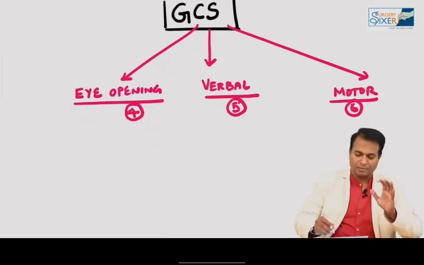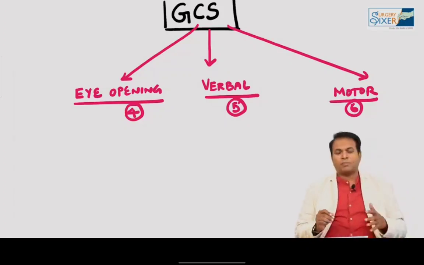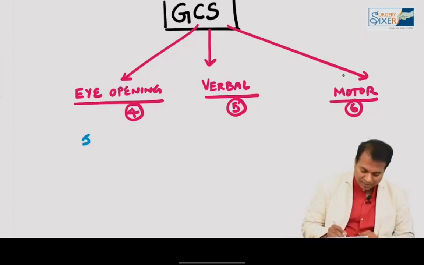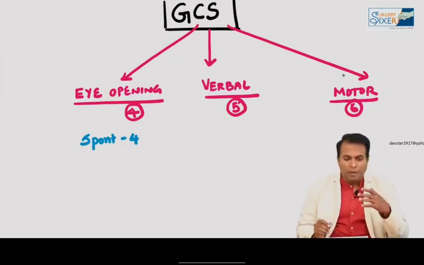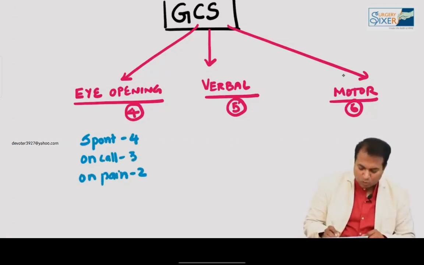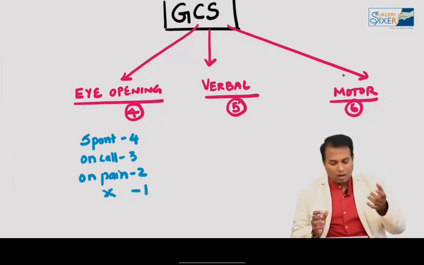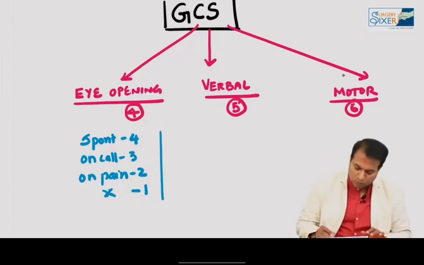Now for eye opening, you are going to examine Ramu. You are going to see the following points. Ramu is spontaneously opening his eyes like this. That is 4 points. You are calling Ramu, open your eyes. On call, he is opening his eyes, that is 3. On pain stimulus, you are pinching him, then only he is opening, that is 2. Not at all opening is 1. That's all. Simple scoring system. Eye opening is very easy. Spontaneously opening, on call opening, on pain opening, not at all opening: 4, 3, 2, 1.